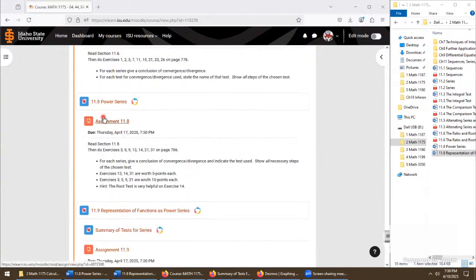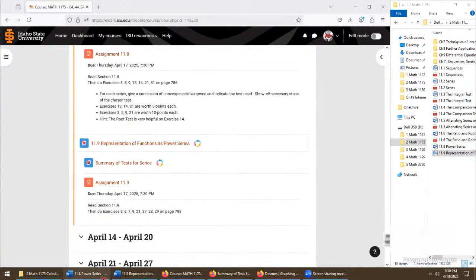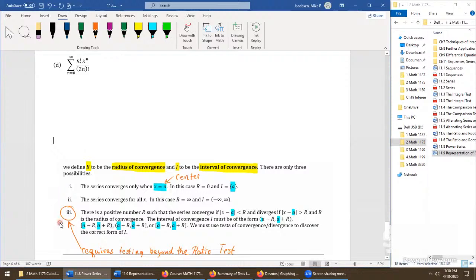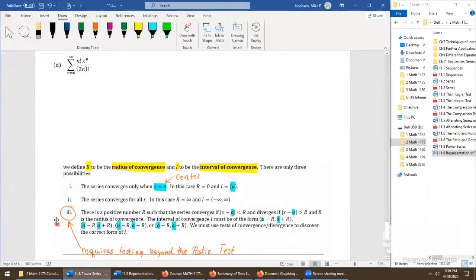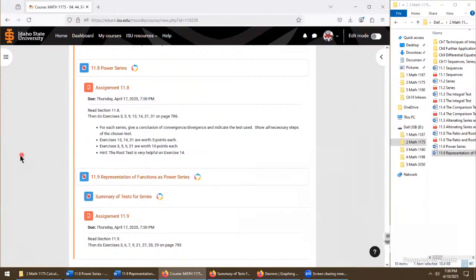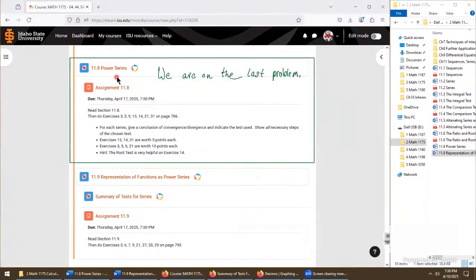Dealing with power series, there are 3 different kinds that can come up, according to this trichotomy right here. Depending on how the exam looks, I'll try to be careful and mindful that part 3 is a bit of the longer one. These ones are a little bit quicker, but it could be one of the 3 that comes up. But that's where we're at so far, running through power series.